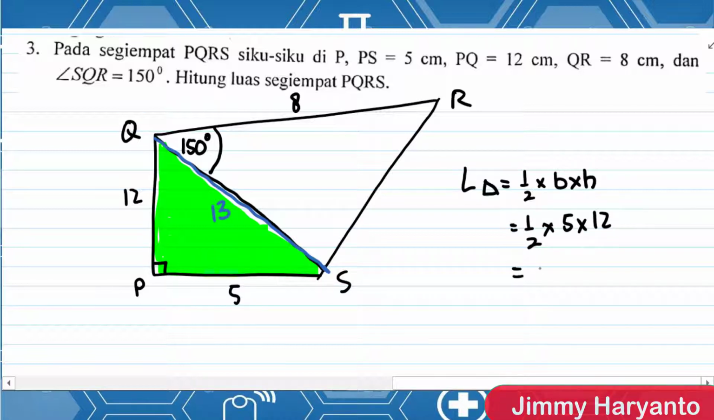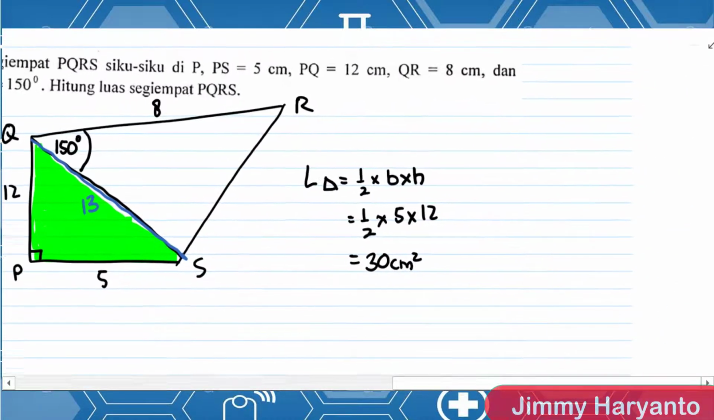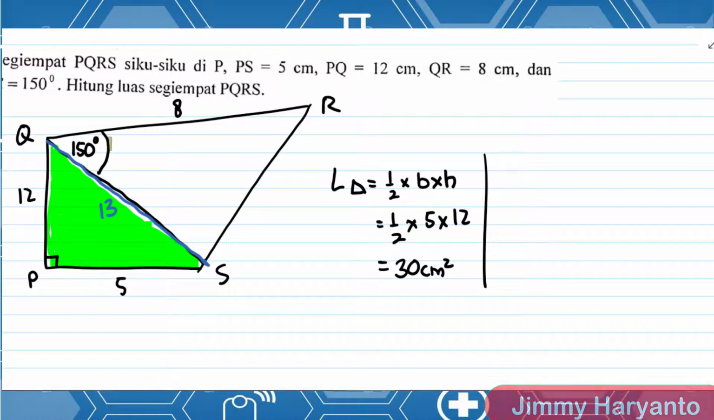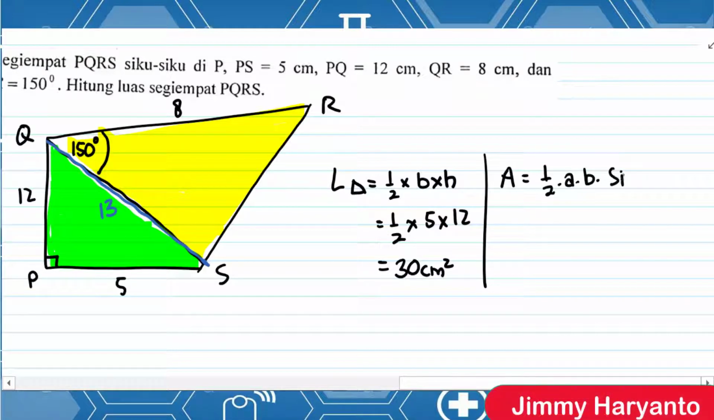So the result will be 630 centimeters square. This is the big one. And then the second one is the yellow one. For the yellow one, I will use the new formula for the area of a triangle. So the area will be half times a times b times sine C.